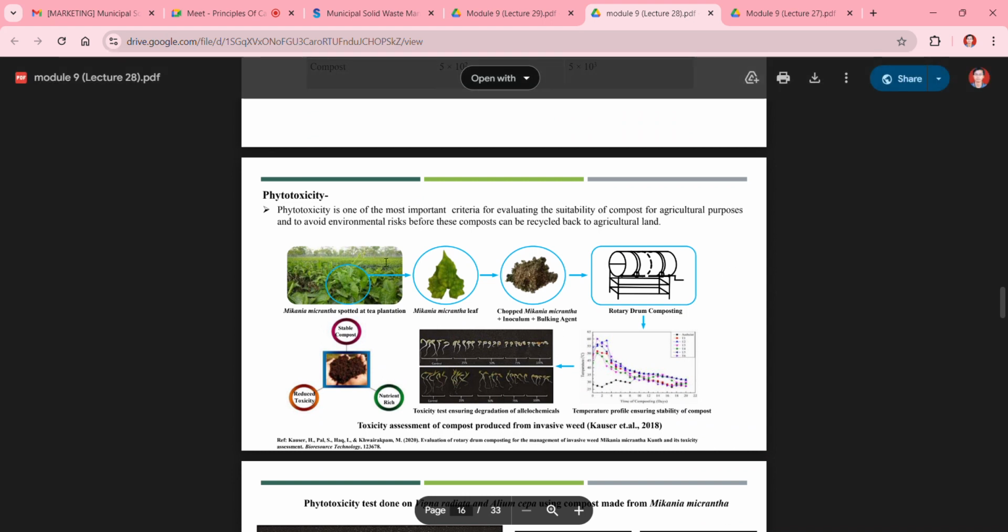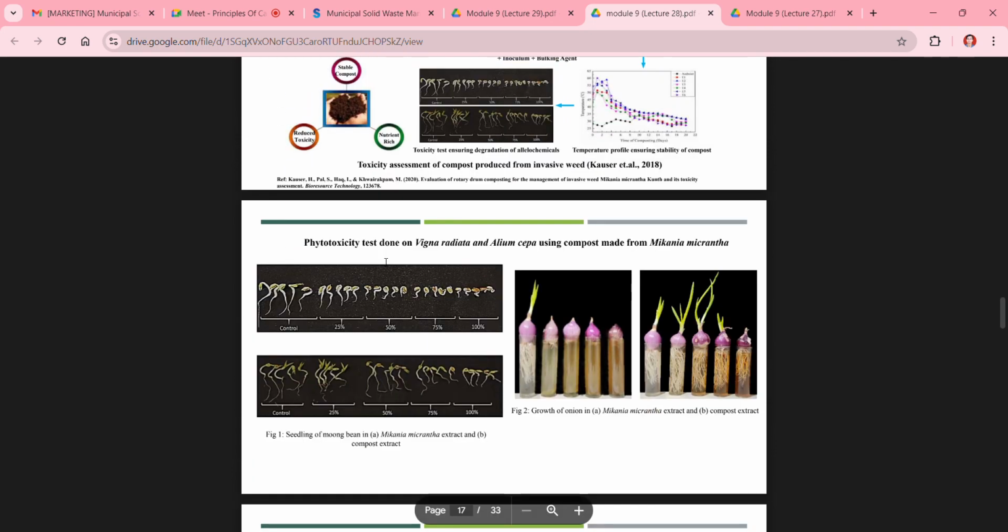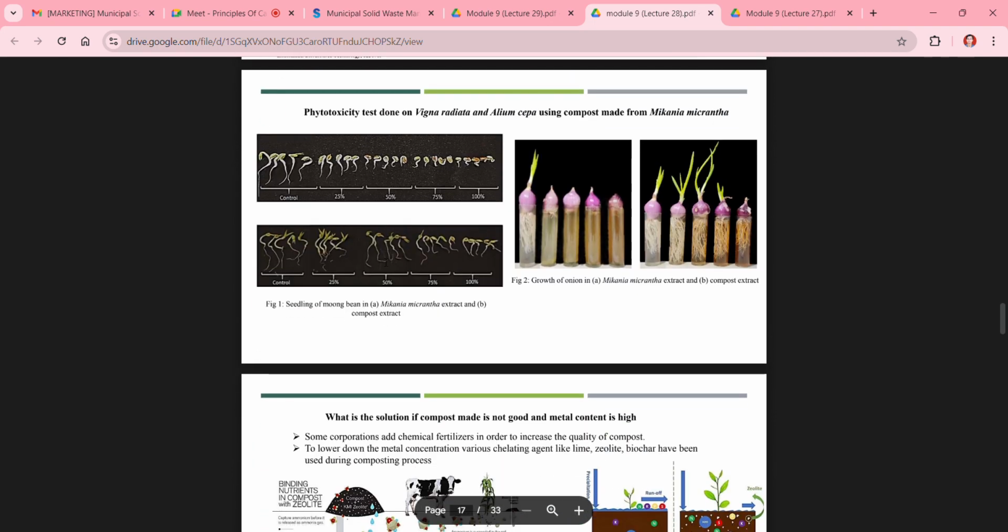Then coming to phytotoxicity, it is one of the most important criteria for evaluating the suitability of compost for agricultural purposes, and to avoid environmental risk before this compost can be recycled back to agricultural land. So that has to be at the optimum level, otherwise it is going to create some pollution in our soil. Then for checking the phytotoxicity in these compost materials, we have to do different types of lab testing.